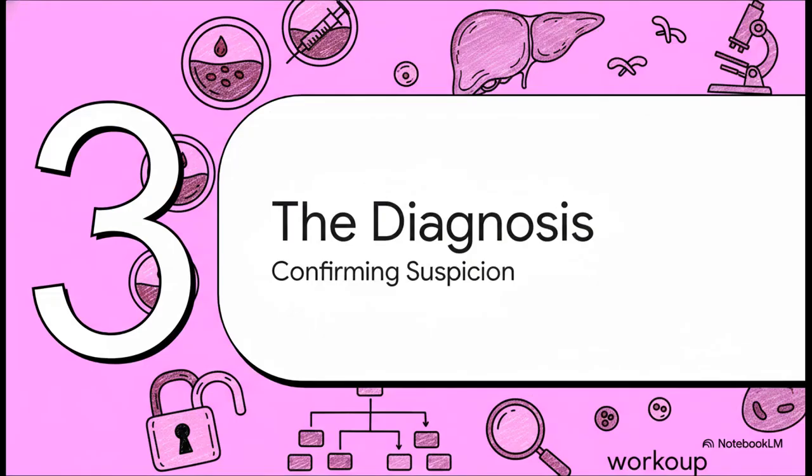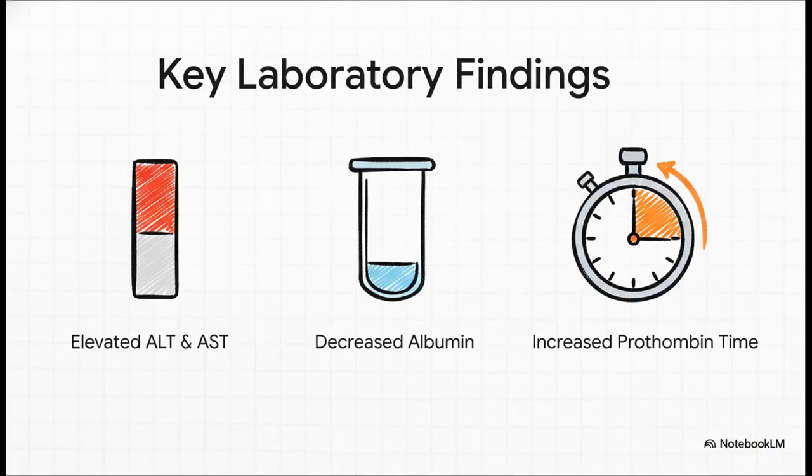So you're starting to suspect AIH based on the patient's story and their symptoms. How do you go from suspicion to a confirmed diagnosis? Let's walk through the workup. The lab work is going to give you some major clues. You'll see those liver enzymes, ALT and AST, are sky high, which just screams liver cell damage. But you'll also see signs that the liver isn't doing its job, its factory functions. Albumin will be low and the prothrombin time will be increased. That just means it's taking longer for the blood to clot because that damaged liver isn't making enough clotting factors.